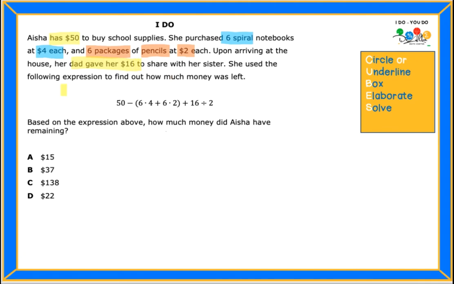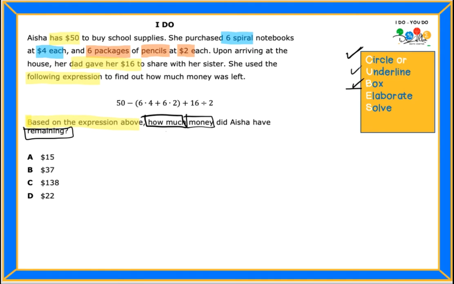She used the following expression. I like this. So they already wrote the expression for us. Okay, based on the expression above, how much money did Aisha have remaining? Okay, so we did circle and underline, we did highlight, we boxed the question, and now we're gonna elaborate.